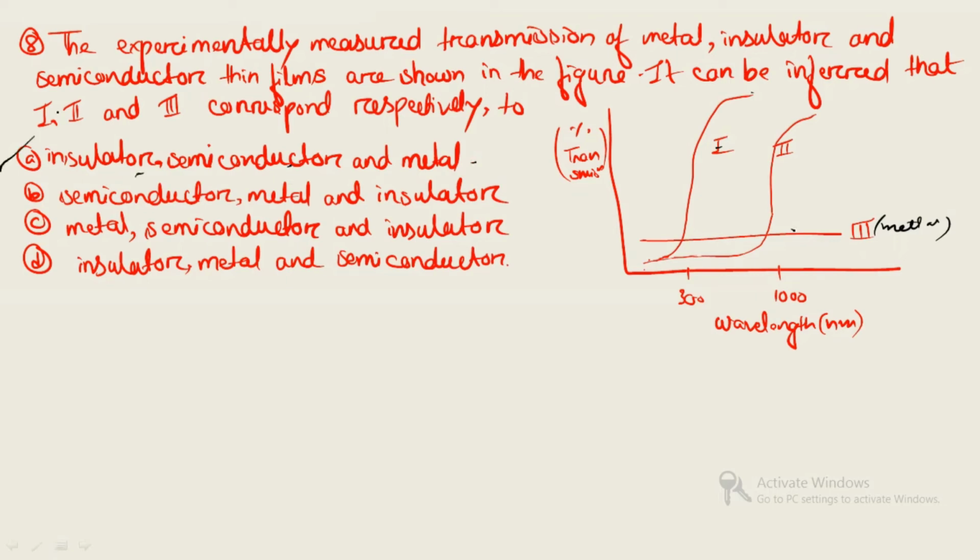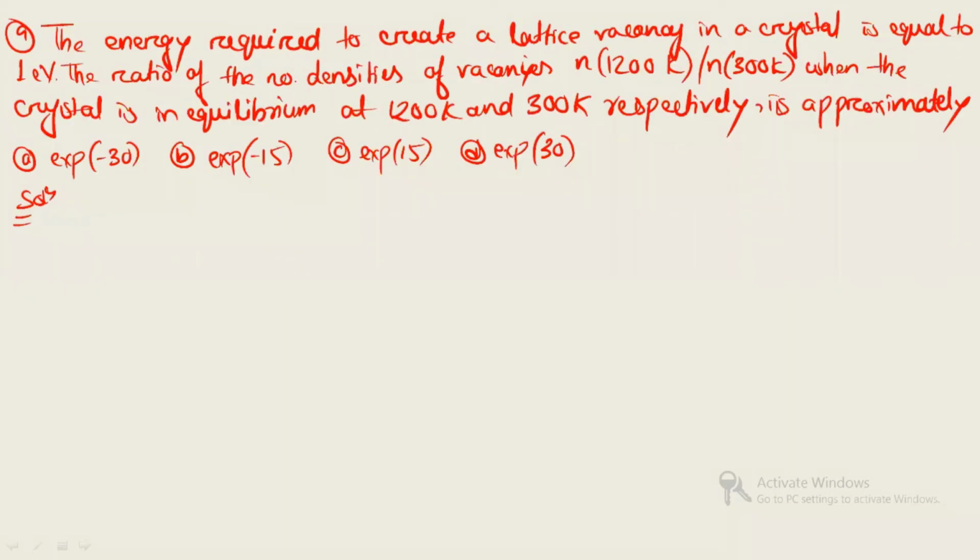All right, now let's see the next question. In question number 9, it says the energy required to create a lattice vacancy in a crystal is equal to 1 electron volt. The ratio of the number densities of vacancies at 1200 Kelvin by 300 Kelvin, when the crystal is in equilibrium at 1200 Kelvin and 300 Kelvin respectively, is approximately what? So you are asked to calculate what? The energy required to create a lattice vacancy in a crystal is given to you as 1 electron volt.